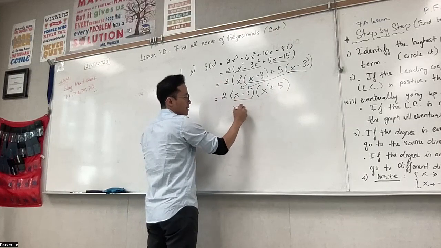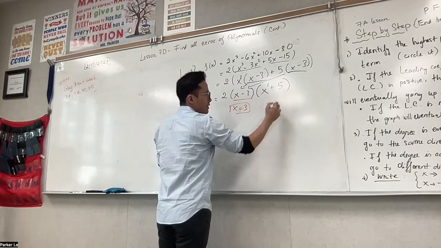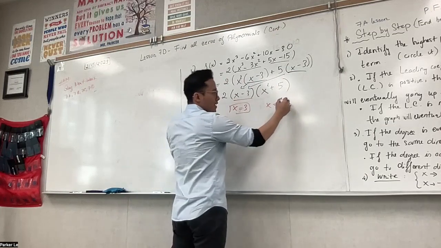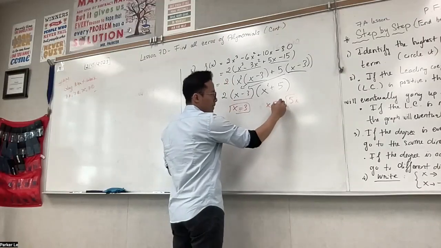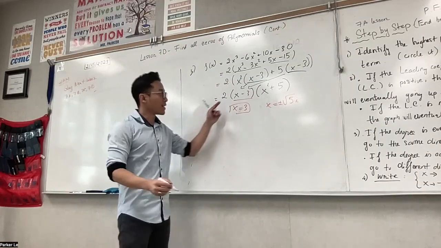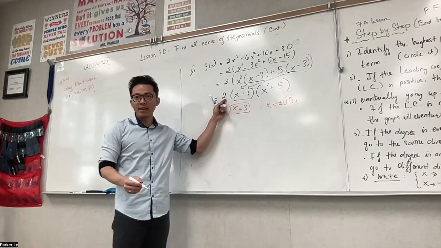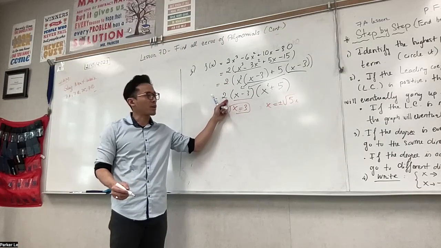X is 3. And then x is? No, plus minus square root of 5 i. This one doesn't have x equals 0 because this doesn't have a lone x. Yes, you got it. Very good question. Only if you have x that is equal to 0. But if not, that's not going to be 0.